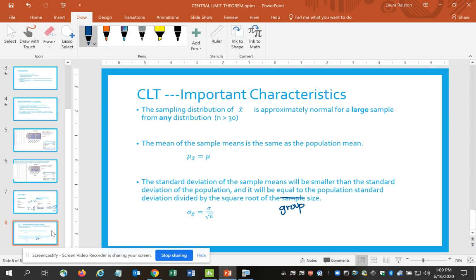If you have a large sample for any type of distribution, and a large sample is anything greater than 30, and apply the central limit theorem, your sampling distribution of X bar will be approximately normal. The mean of the sampling distribution will be equal to the mean of the original population, and the standard deviation is smaller. It's smaller if we take the original standard deviation and divide it by the square root of n, and n is our group size.